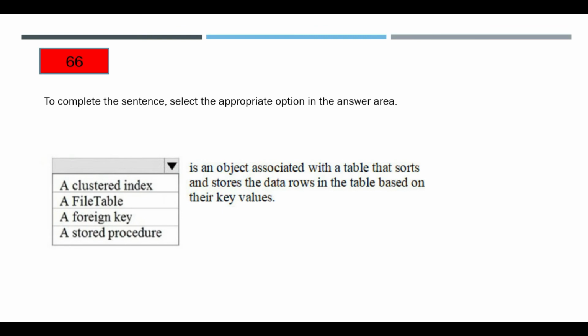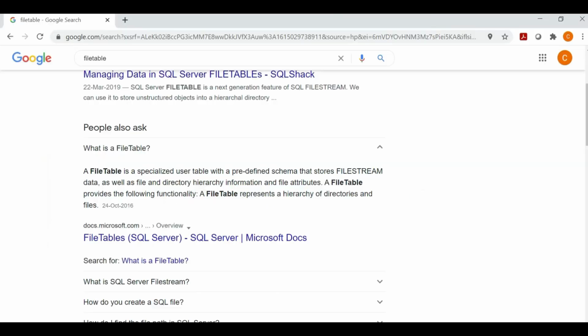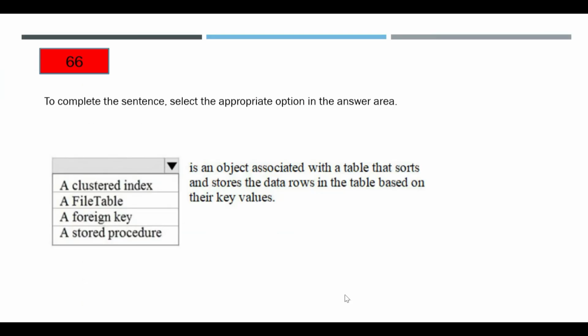Now, FileTable is used to store FileStream data. It has a fixed schema. It can also store file directory information. It is a property of SQL Server. So I already showed you. You can do a Google search and have a read for FileTable.